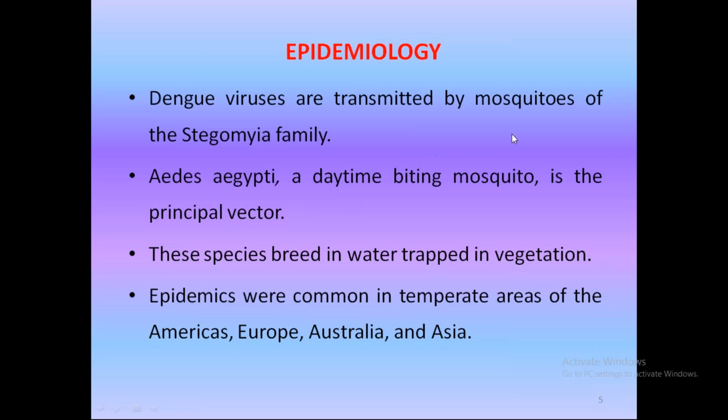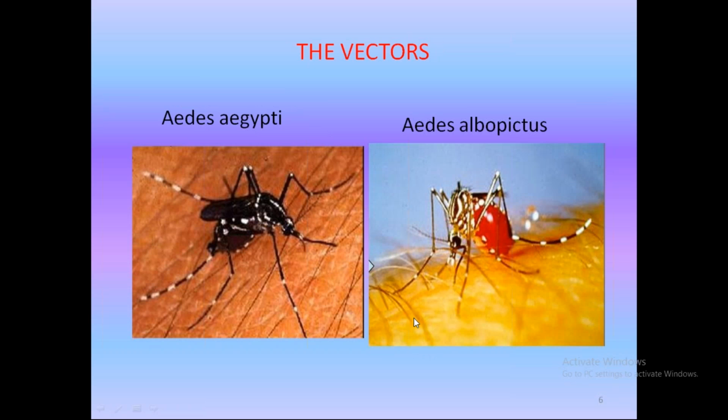Coming to the epidemiology, it is transmitted by mosquito bites of the Stegomyia family, that is Aedes aegypti. It's a daytime biting mosquito. The principal vector is the female mosquito, which usually bites in the daytime. These species breed in water trapped in vegetation, like water stored in coconut shells, so you should take proper precautions to dispose of used coconut shells and other such things. Epidemics were very common in temperate areas of America, Europe, Australia, and Asia. These are the vectors. Most common is Aedes aegypti, and rarely Aedes albopictus can also transmit the virus from one human being to another.